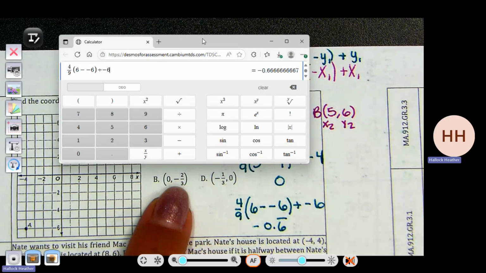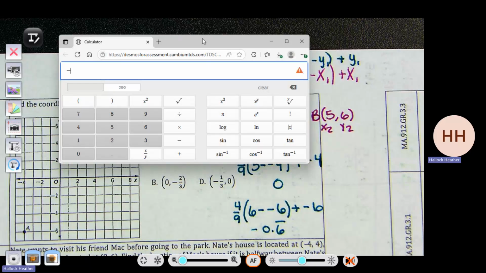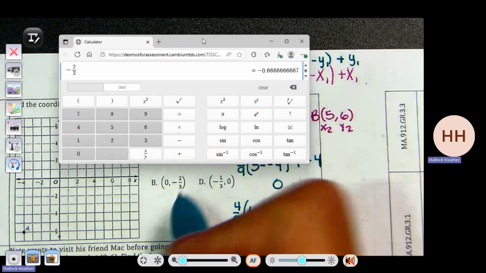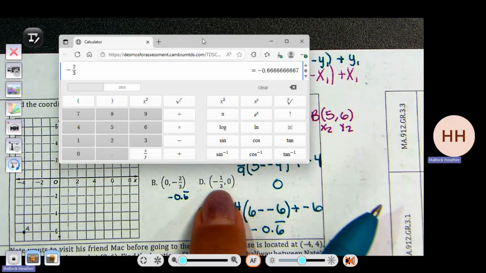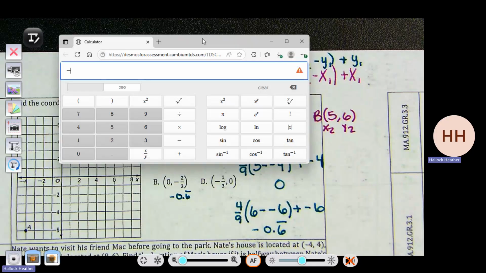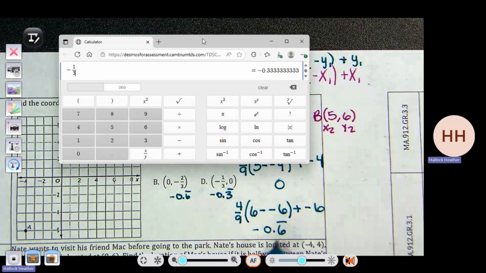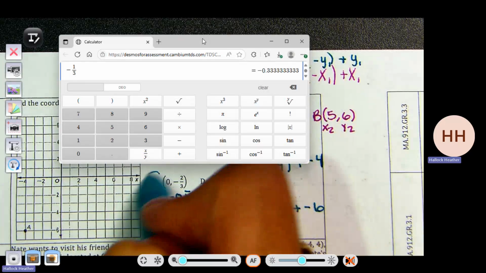If I put 2 divided by 3 in my calculator, so let me clear this all out. If I put -2 divided by 3, that gets me the same decimal. So this decimal is the same as -0.6 repeating. If I want to check -1/3 just to be safe, I type this in, -1/3. That gives me the same decimal as -0.3 repeating. So obviously this is 0.6, this is X, this is Y, so they come together to make point B.